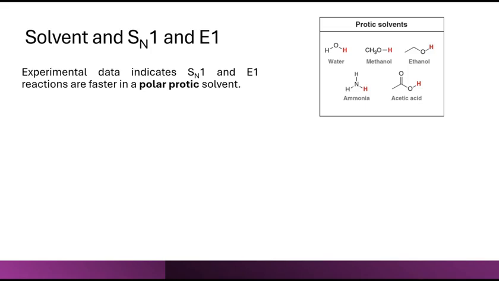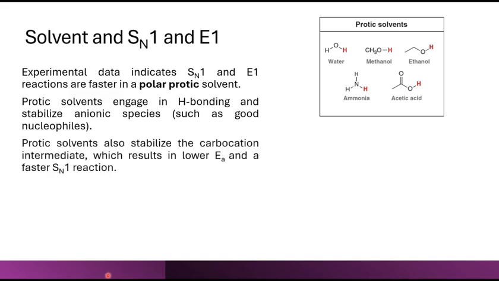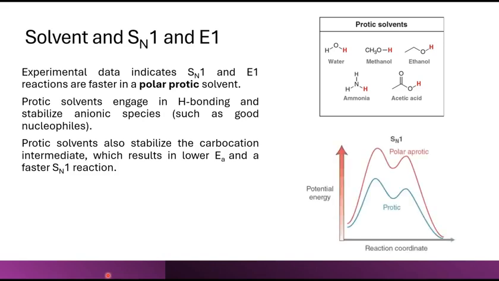Solvent and SN1 and E1. Experimental data indicates SN1 and E1 reactions are faster in polar protic solvent. Polar protic solvents include water, alcohols like methanol and ethanol, carboxylic acid, acetic acid, and ammonia. Protic solvents engage in H bonding and stabilize anionic species, such as good nucleophiles. Protic solvents also stabilize the carbocation intermediate, which results in the lower energy of activation and a faster SN1 reaction. So if we have a polar protic solvent, the energy of activation is lower, and if we have a polar aprotic solvent, it is much higher.